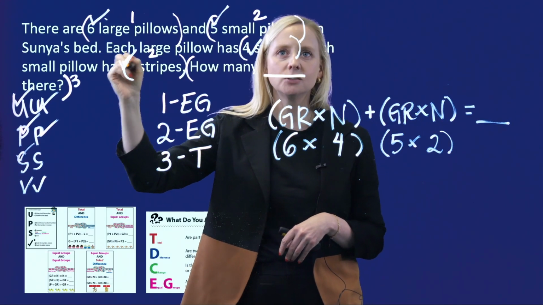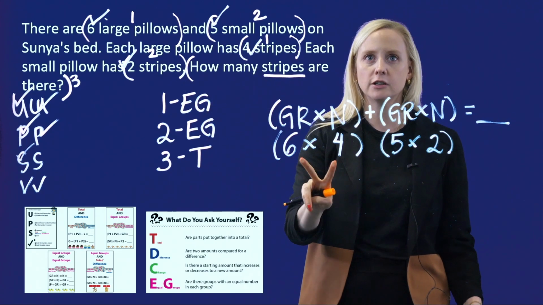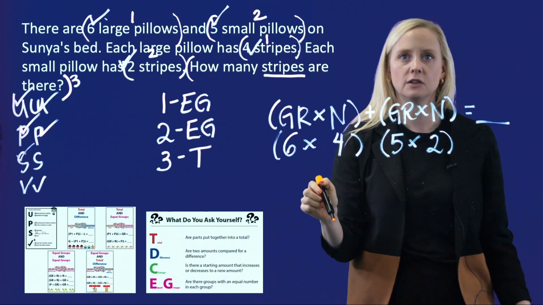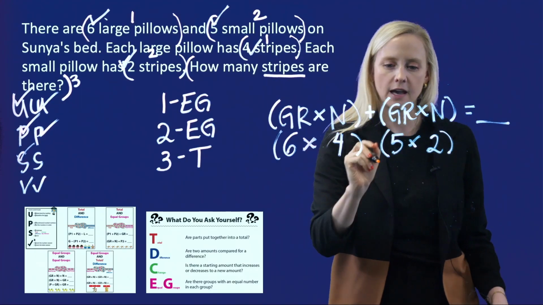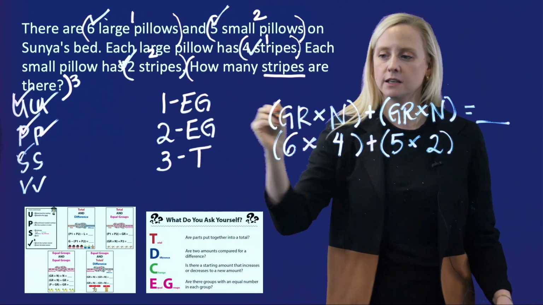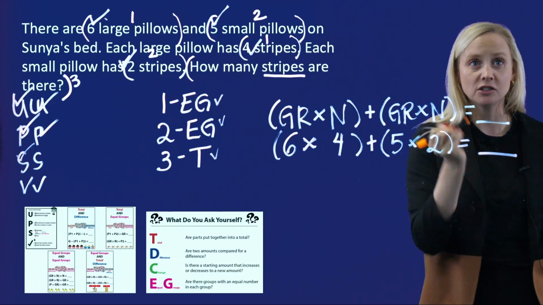And you can also have students just double check here. Okay, 6 large pillows and 4 stripes on the large pillows. And then I have 5 small pillows and 2 stripes on each of those. Okay, now my last step was to add these numbers, and that's what that plus is for. You can kind of check those off as you go if you want. Now I can just do the math.